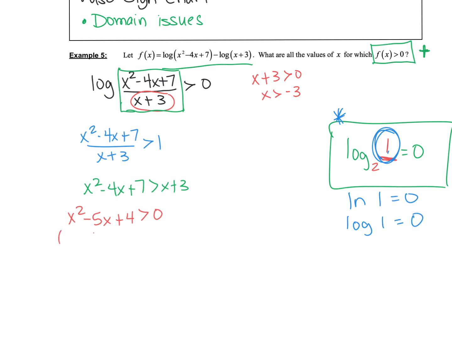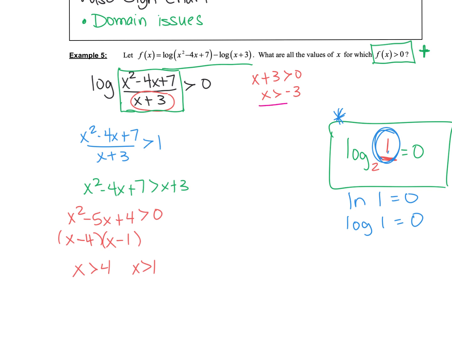Okay? If I factor that, what numbers would I get inside of there? Yep, minus 4 and minus 1, which means my x values are 4 and 1. Okay, so again, let me stop right there. Question about what I've done so far? Okay.